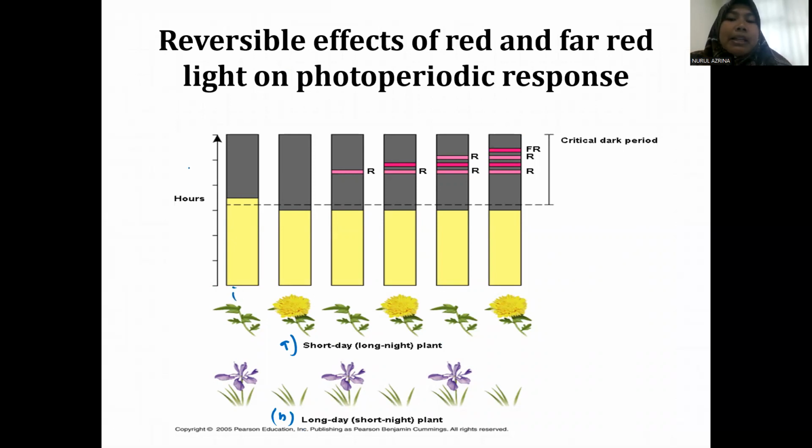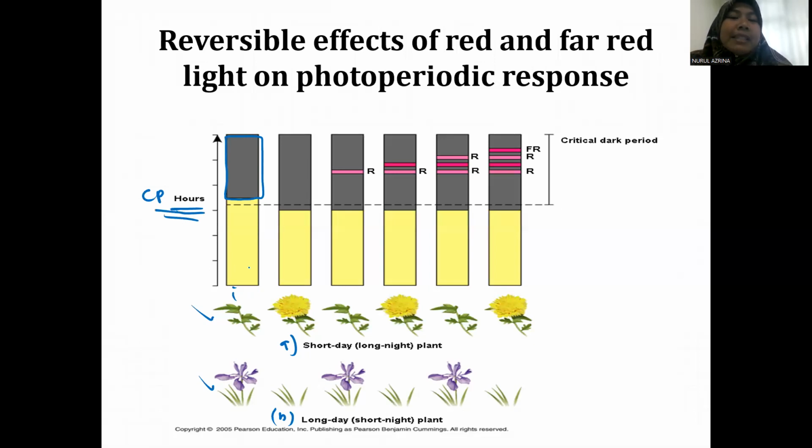This is the critical period, the critical dark period. And you can see the first experiment here, the plant is exposed to a continuous dark period. Plant A is not flowering and plant B is flowering. So definitely you know that plant B is a... this is a dark period, okay? So this is the critical dark period.